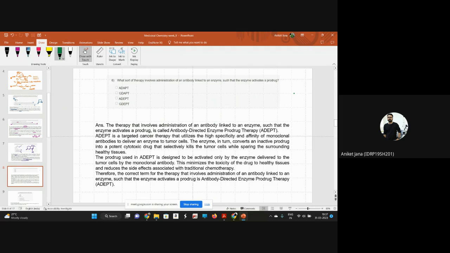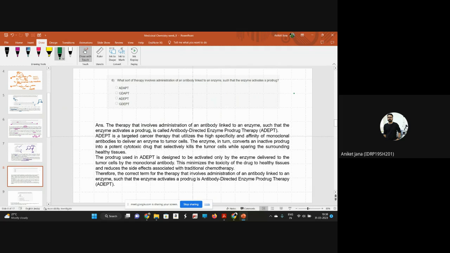You know what an antibody is? Yes, antibodies are formed against antigen. Antibodies are basically proteins, right? Yes. So they are formed against antigen, and then the antigen-antibody reaction takes place.